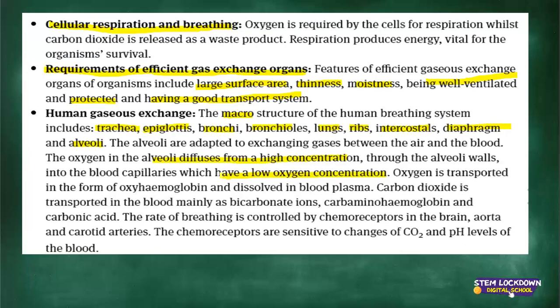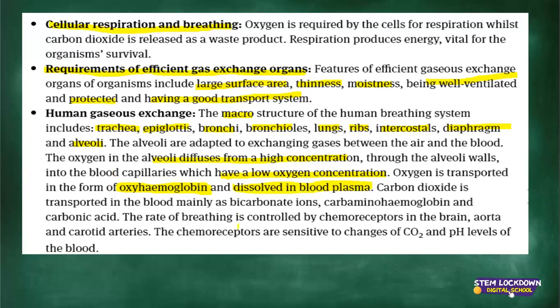Oxygen is transported in the form of what? Remember we said there are two ways oxygen is transported. In the form of oxyhemoglobin, whereby oxygen binds with hemoglobin and they form the product oxyhemoglobin, or it is also dissolved in blood plasma. So it travels around the blood. So those are the two ways.